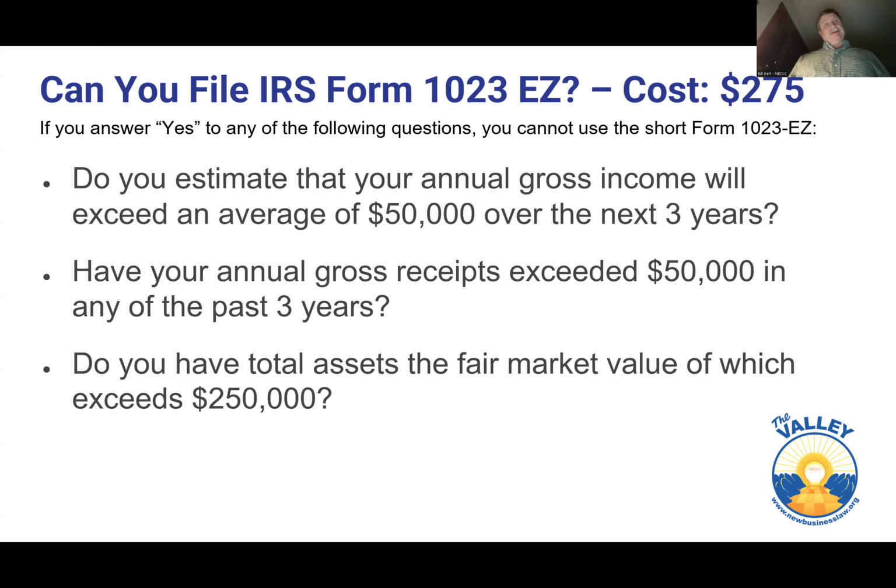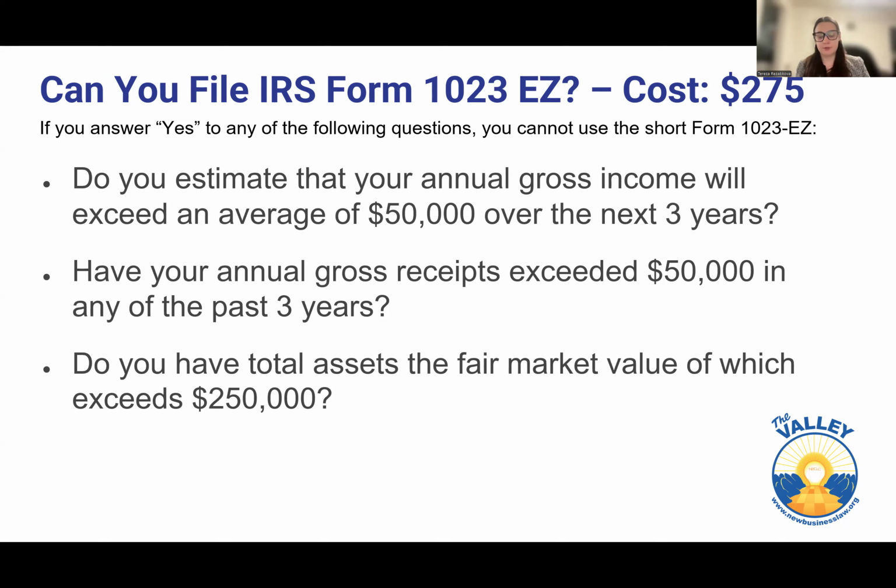Now, Teresa, if somebody isn't really sure, because you may not be sure whether you're going to get 50K over the next 3 years or not, I suppose another way to think of it is, will you get more than 150K over the next 3 years? Because you could go up, you could go down, that sort of thing. What would we tend to tell people if they're not sure?